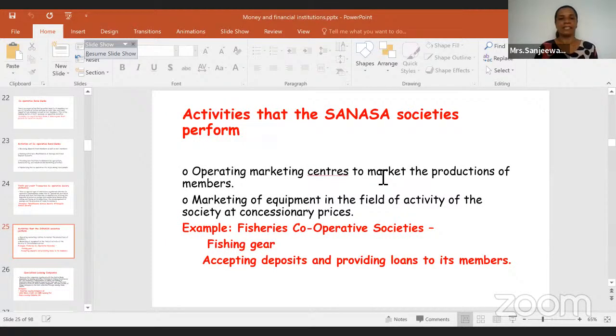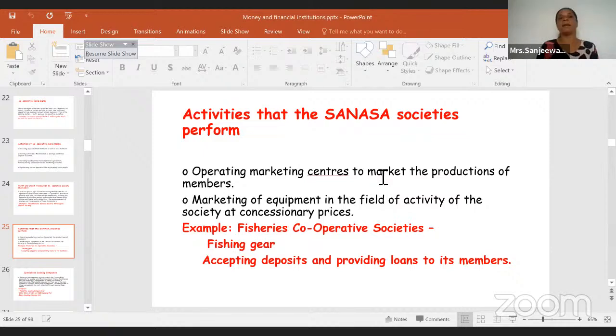They operate marketing centers, right? So if small and medium businessmen like to sell their things, they will encourage them, right? They will set a scene for them to sell their products. And marketing of equipment in the field of activity of the society. So if you are involved in fisheries, then they give those equipment at concessionary prices, such as fishing gear and so on.